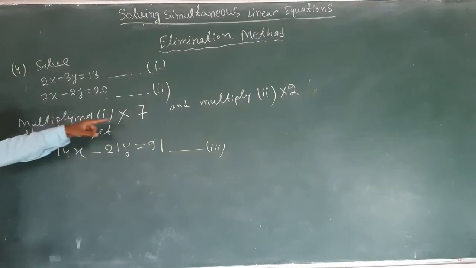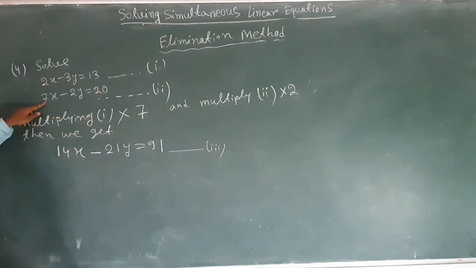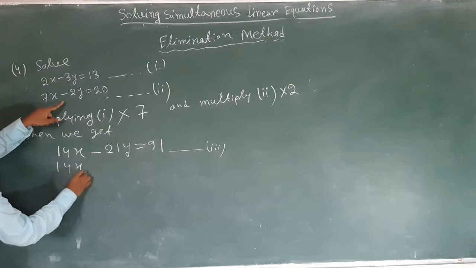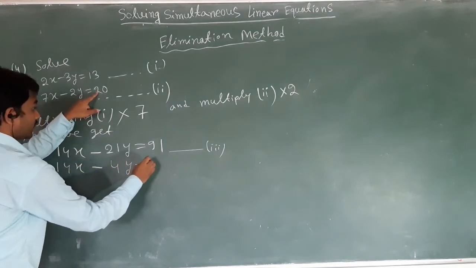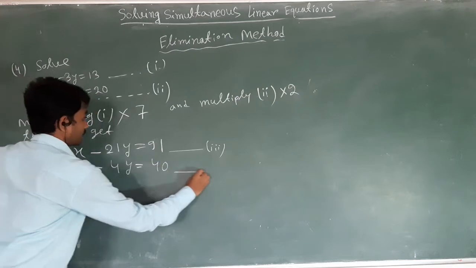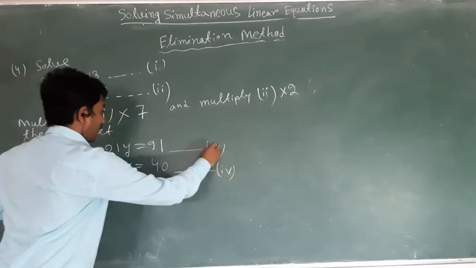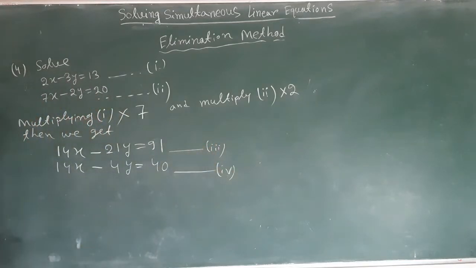And next multiply the second equation by 2, then we get 14x minus 2 into 2, 4y equal to 20 into 2, 40. So this is the third and fourth equation. To make the numerical coefficient of x in both equations equal, we have to multiply equation 1 by 7 and equation 2 by 2.